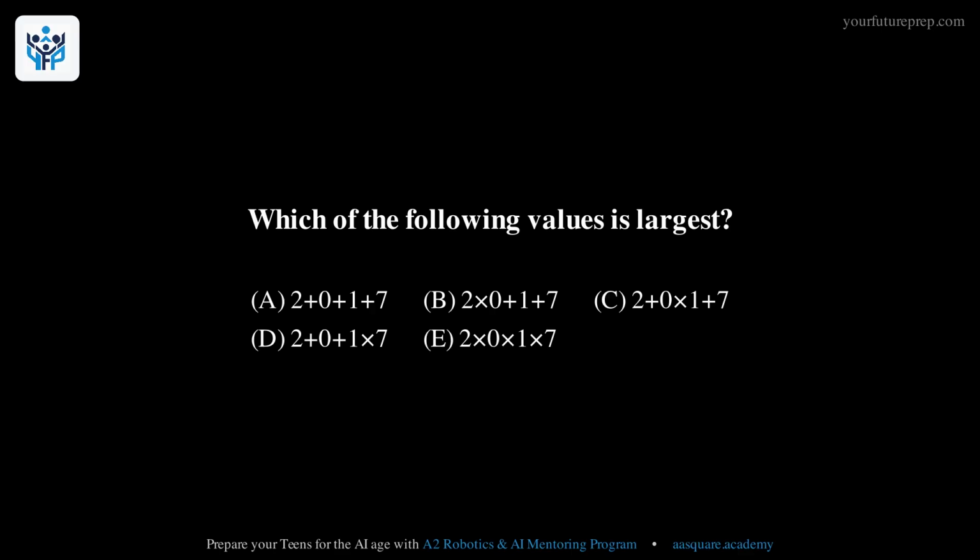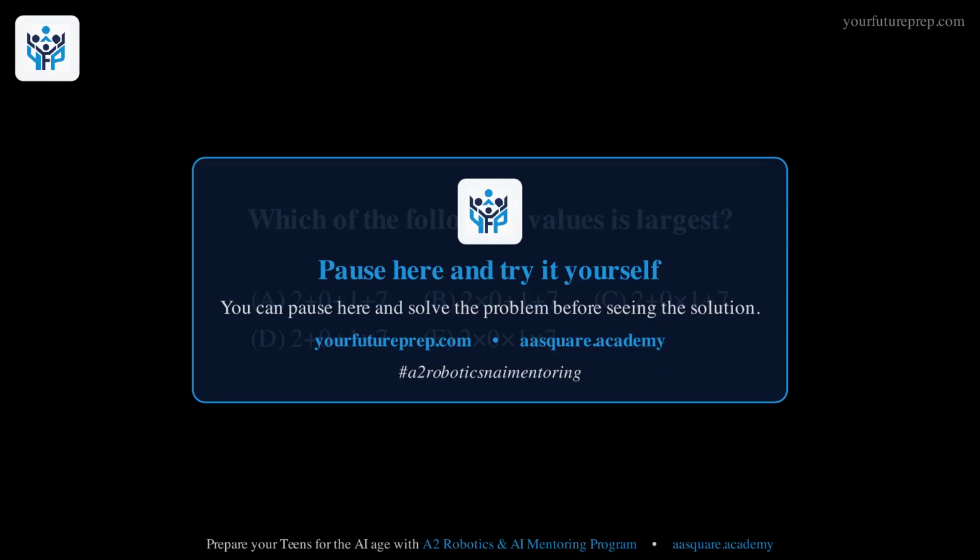Choice C is 2 plus 0 times 1 plus 7. Choice D is 2 plus 0 plus 1 times 7. And choice E is 2 times 0 times 1 times 7. You can pause here and solve the problem before seeing the solution.